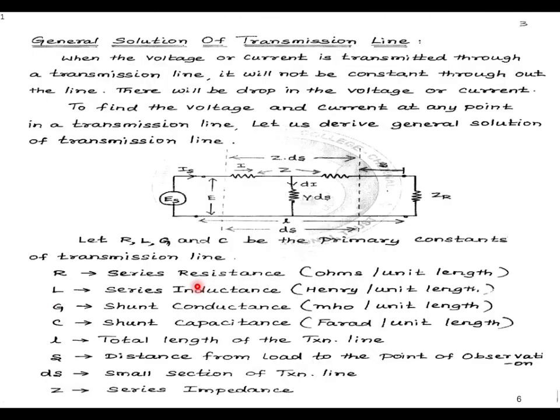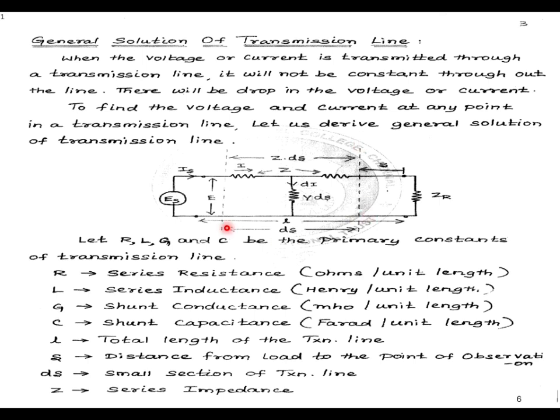Next we are going to discuss the general solution of the transmission line. This is the equivalent circuit of the transmission line. This is the sending end voltage, this is the sending end current, and this is the voltage and this is the current, and this is the impedance and this is the length. This is resistance, and this is impedance, and this is admittance. This looks like a T section.